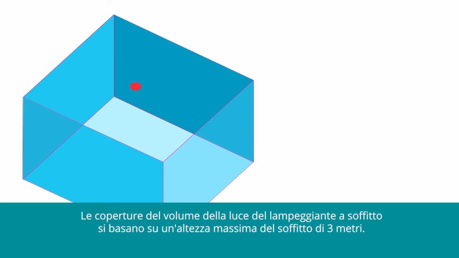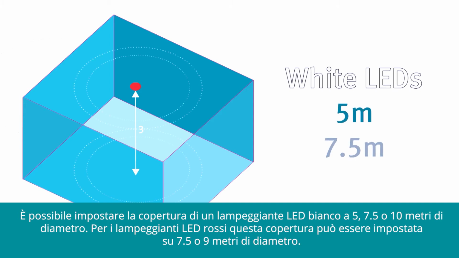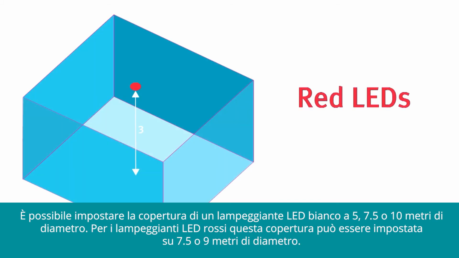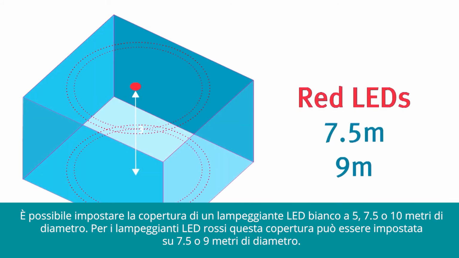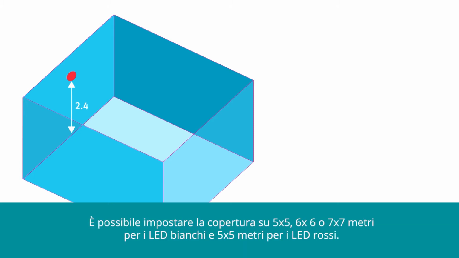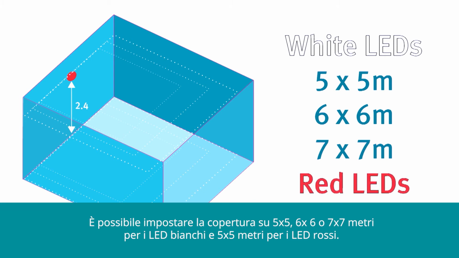For the ceiling beacons, these volume coverages are all based on a maximum ceiling height of 3 metres. So, subject to control panel compatibility, you can set the coverage of a white LED beacon to 5, 7.5 or 10 metres diameter. For red LED beacons, this coverage can be set to 7.5 or 9 metres diameter. For the wall beacons, the coverage volumes are based on a maximum height of 2.4 metres from floor level. So again, subject to your control panel, you can set the coverage to 5x5, 6x6 or 7x7 metres for white LEDs and 5x5 metres for red LEDs.